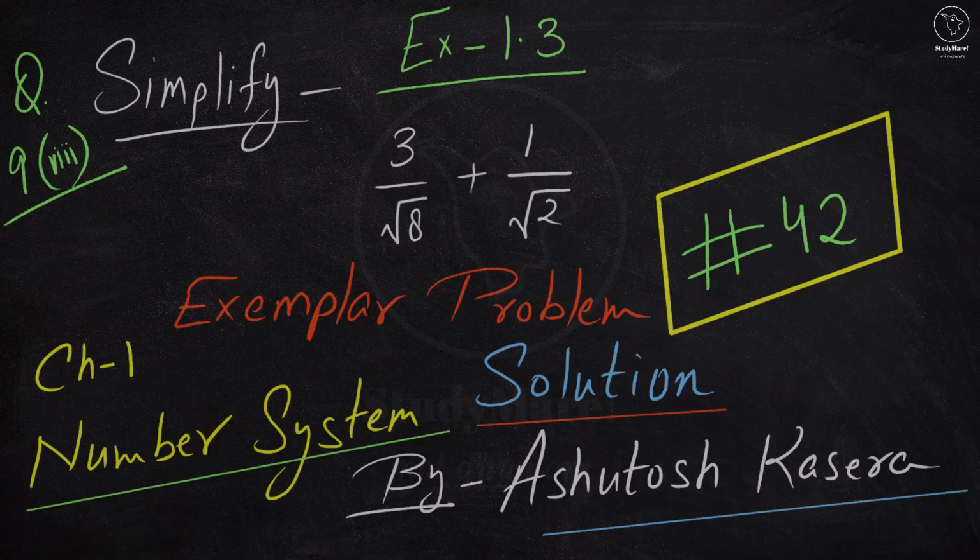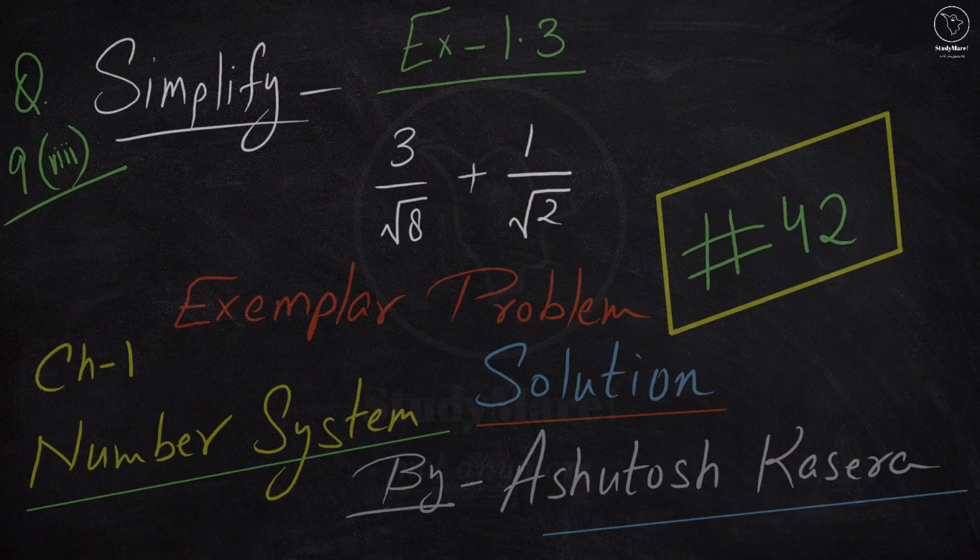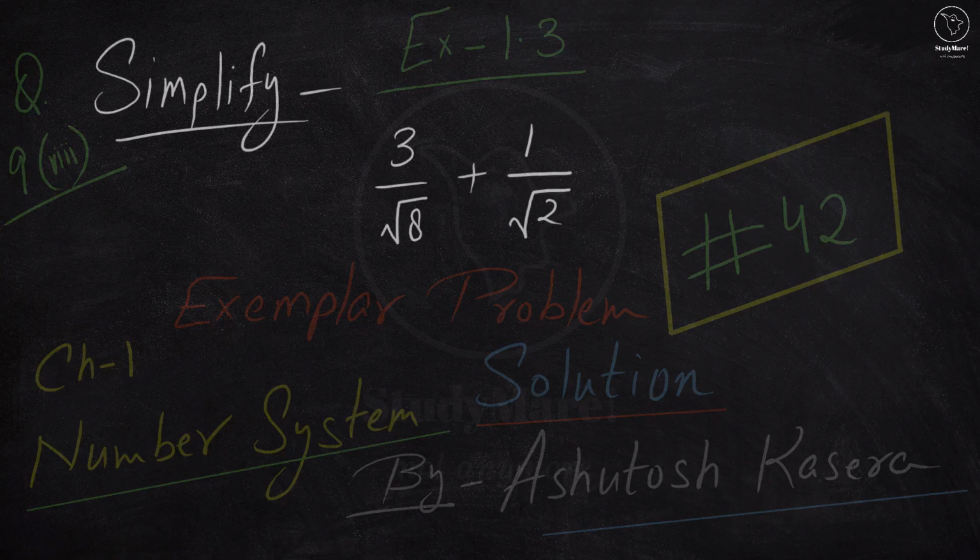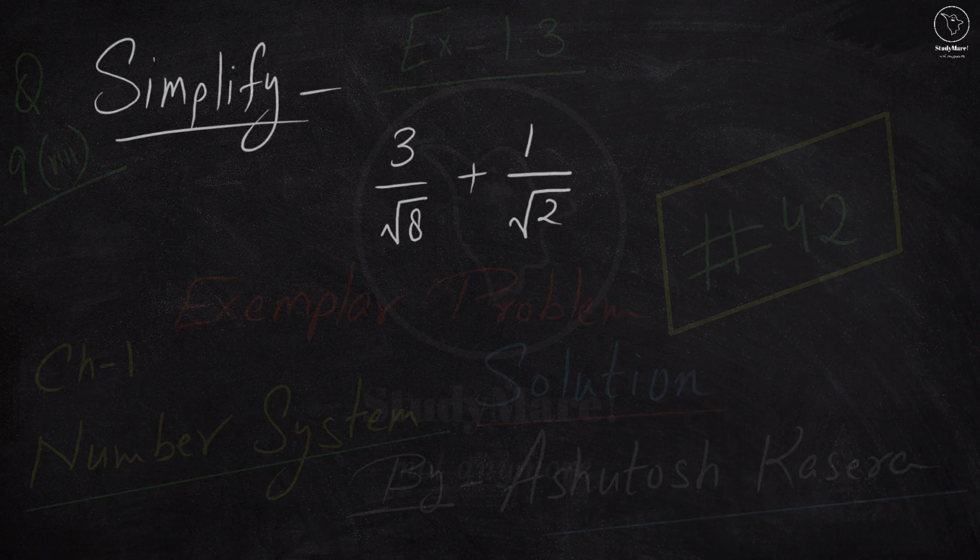Simplify 3 by root 8 plus 1 by root 2. We have a root in the denominator of the first as well as the second term. So we are going to use rationalization of the denominator to solve this question. Let us do this, and it is easy.